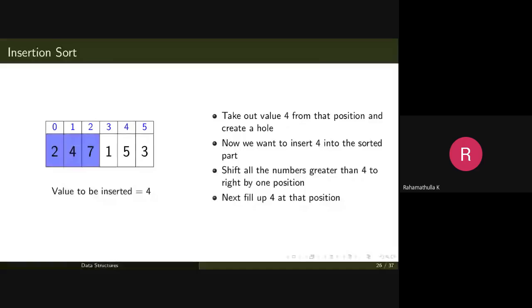So right now the elements shown in blue color are the sorted part, and in white color are the unsorted part. Next element that needs to be inserted is 1. So we want to shift all numbers greater than 1 to right hand side by one position. So 7 will be shifted, 4 will be shifted, and 2 also will be shifted, and the hole will be created. The hole will be shifted to this part. Then 1 will be inserted.